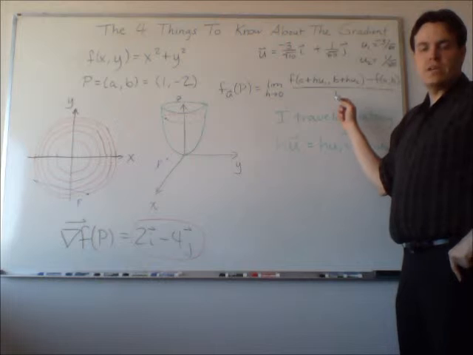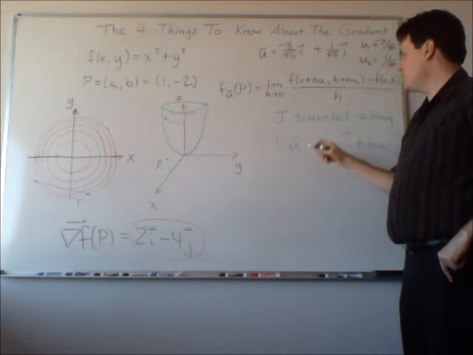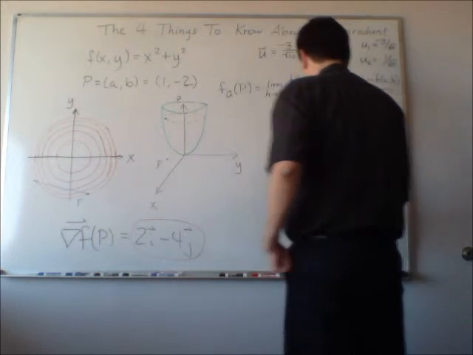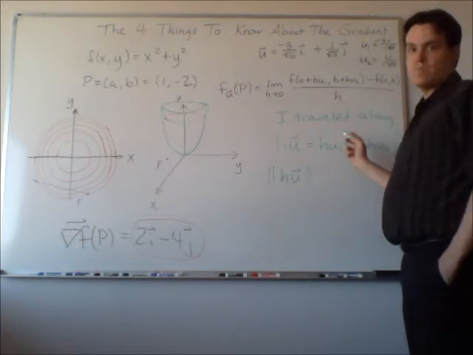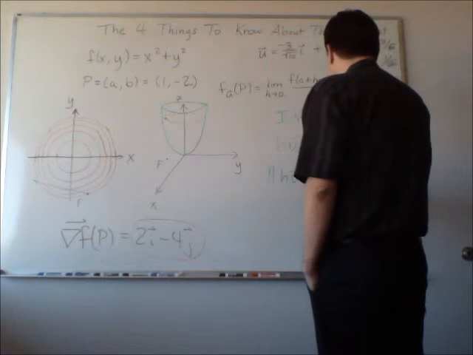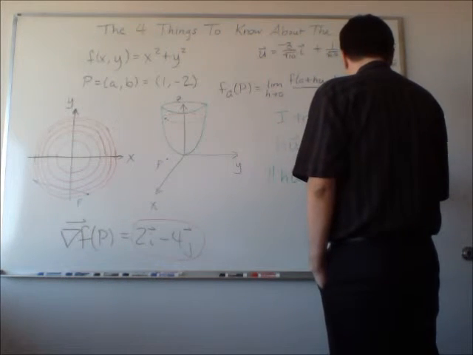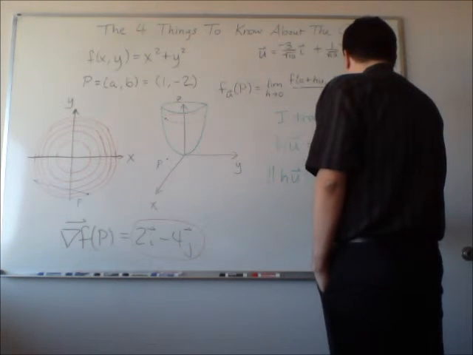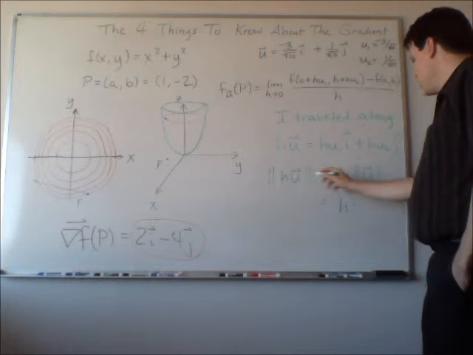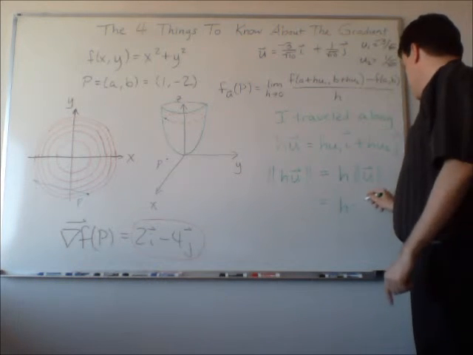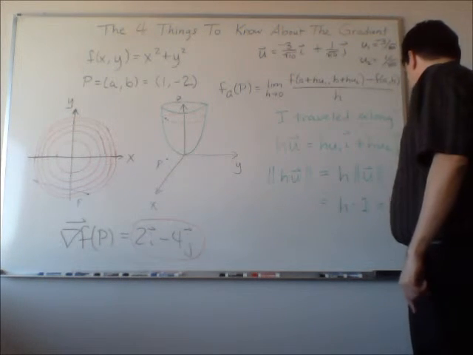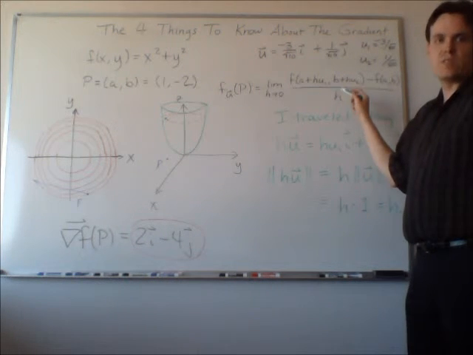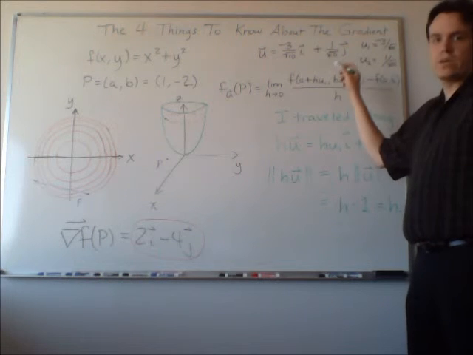Now this denominator should be a measure of how far I went. Okay, so this should be the magnitude of hu. But assuming that h is positive, which I can assume here, that magnitude is going to be h times the magnitude of u. The magnitude of u is 1. So the magnitude of h times u, that is the distance that I went, is h times 1, or h. That's why this denominator is allowed to be an h here. That's how that relates to what's going on up here.